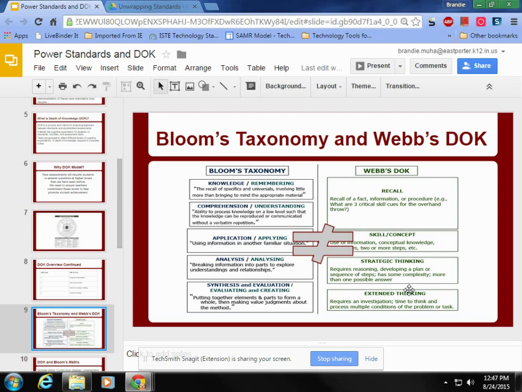Even though it appears they line up very well, so when I'm looking across, I see remembering and understanding line up very well with recall. Even though they line up very well, there is low-level understanding and understanding that can go deeper. There's low-level application as well as application that can go deeper.